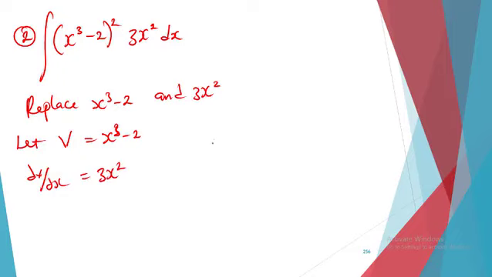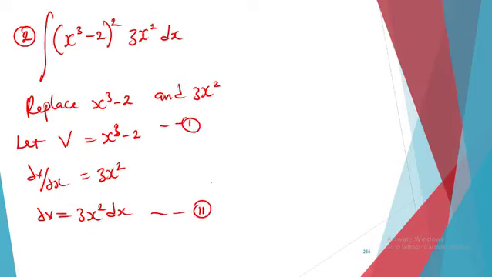Fine. Now, what's the value of dv? dv is equal to 3x squared dx. Is that correct? So wherever we see 3x squared dx, we replace it with dv. Is that clear now? Fine. So let's proceed. Then this is our equation 2, and then this is our equation 1.